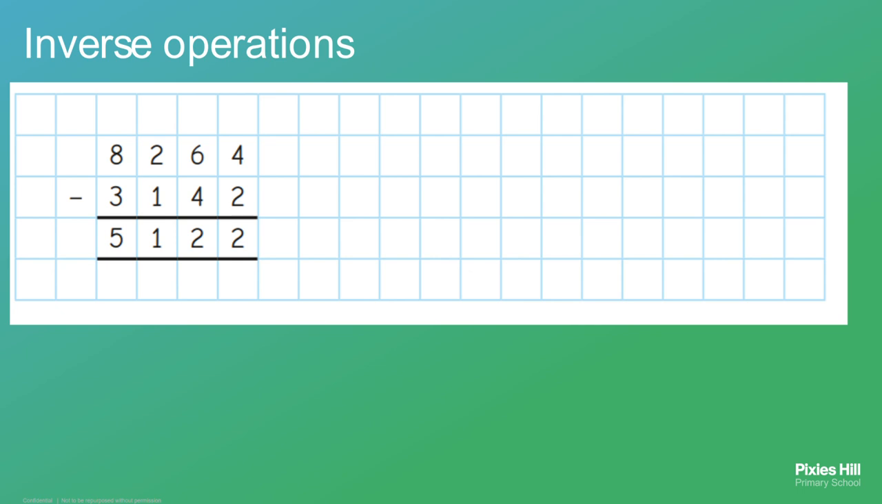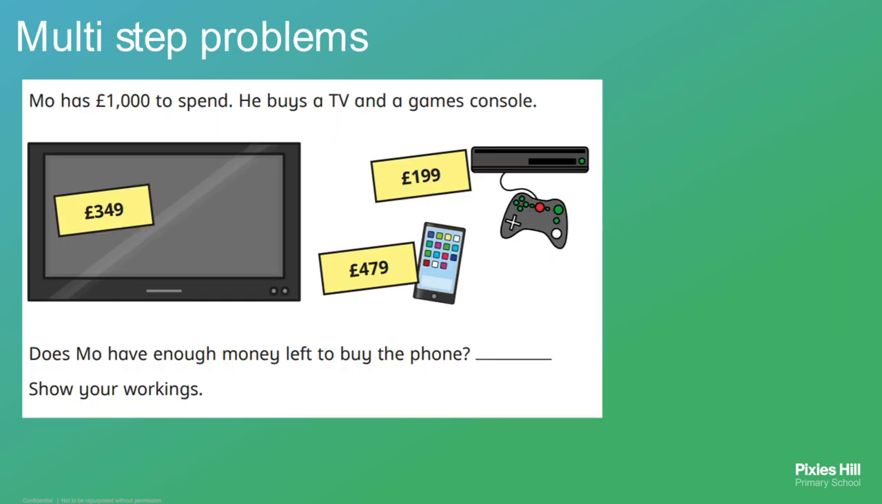In the example given here, I would check my calculation by adding 5,122 to 3,142. If the answer is 8,264, then I know the calculation is correct. If I get a different answer, I know I need to go back and have another look.